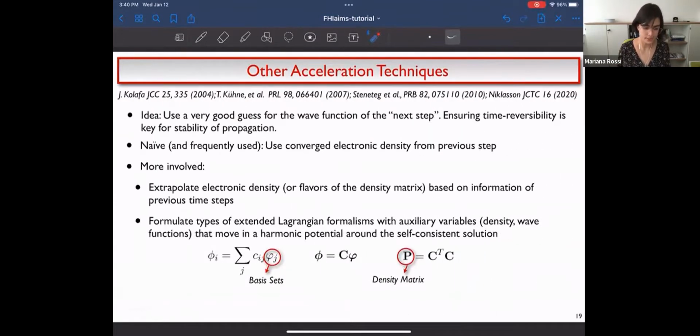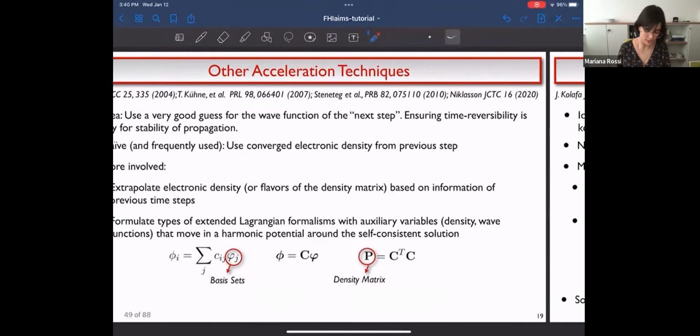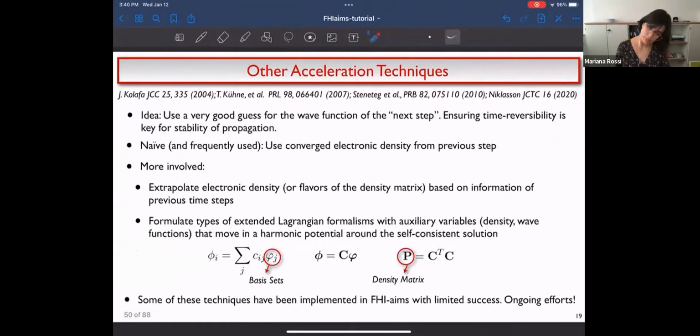I won't go into detail here due to time, but you can either just extrapolate the electronic density and correct for that, or you can also do some types of extended Lagrangian formalisms that also have auxiliary variables that move in some type of harmonic potential around your self-consistent solution, and then you avoid this small time step problem as well in these dynamics.